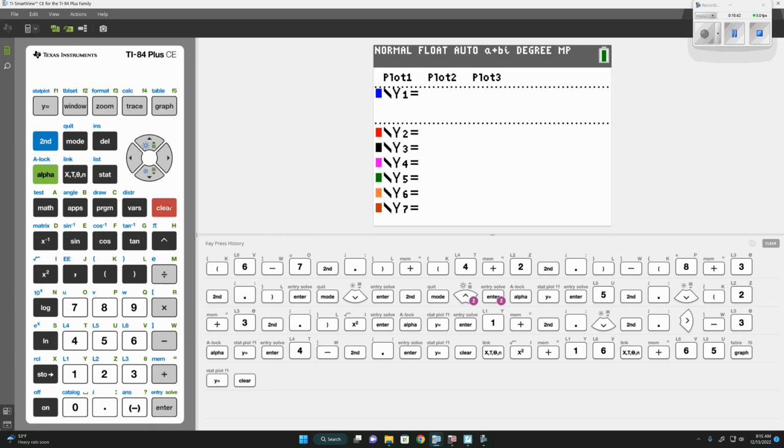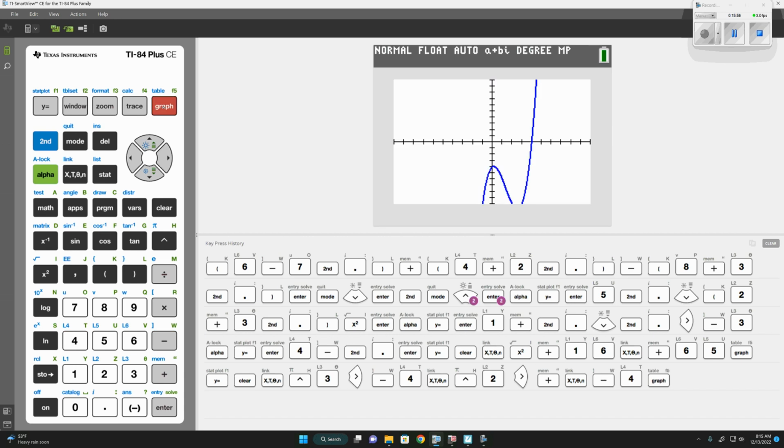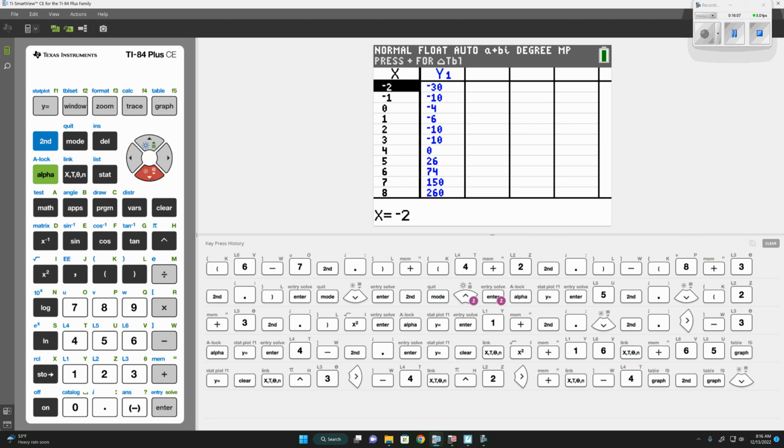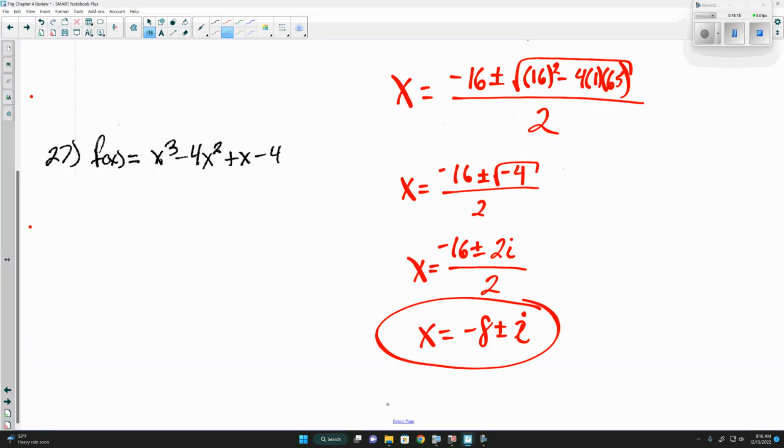Y equals x to the third minus 4x squared plus x minus 4. Graph it. Okay. So that does tell us one helpful thing, in that one of the solutions is a real number. And more specifically, it is 4. 4 is a real solution. So we know for sure x is equal to 4. We just need to find the other two.